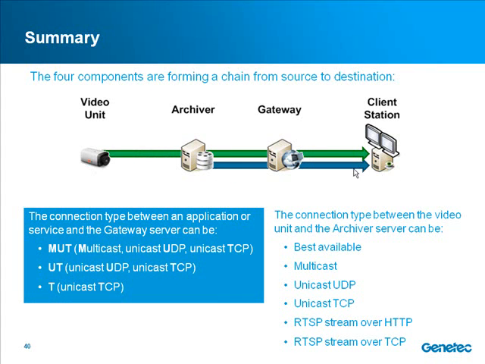We could have a case where the video goes from the video unit to the archiver, and then is redirected right to the client application, skipping the gateway because of a multicast connection between the client and the archiver. However, we'll never see a case where the video stream goes from the video unit to a gateway and then to an archiver.